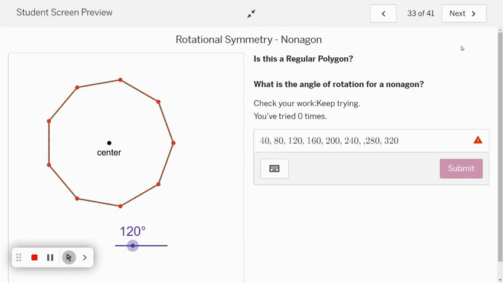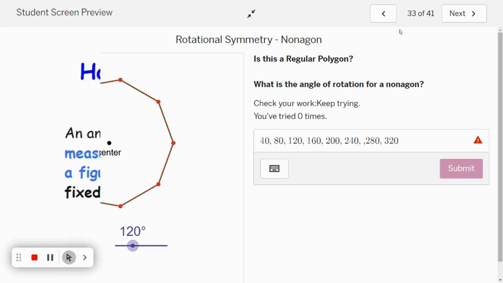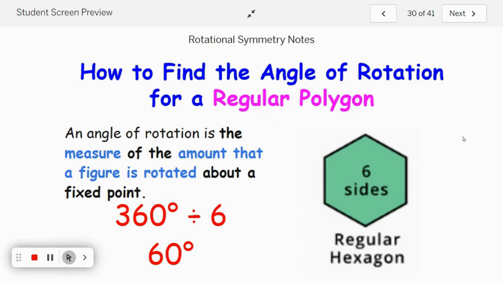So I bet you're asking, Dr. May, is there a rule, a formula I can remember? And the answer is yes. If you want to find the angle of rotation for a regular polygon, you would take 360 divided by the number of sides. So you see my hexagon here has 6 sides, and I would do 360 divided by 6 in order to see that that angle of rotation is 60, but don't forget, it's all the multiples of 60 as well. So it's 60, 120, 180, 240, and 300.